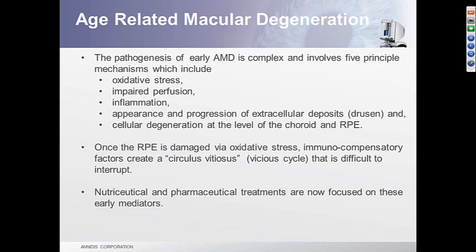There are 5 principal mechanisms that lead to macular degeneration, and I'm not going to read from the slide here; I think you have all probably seen this in the literature. But we do know that there's a vicious cycle that occurs once the RPE starts to break down. It sets up an immuno-inflammatory reaction that then causes more damage, and it's very difficult to interrupt. But again, we know there are ways that we can do that through nutraceuticals and pharmaceuticals now.